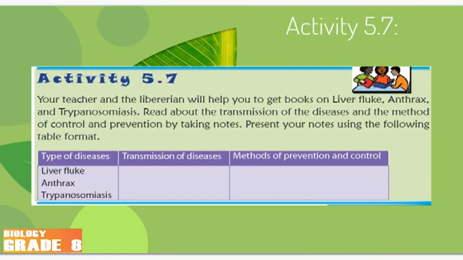And the final activity for Chapter 5 is Activity 5.7. The teacher and librarian will help you get books on liver fluke, anthrax, and trypanosomiasis. Read about the transmission of the diseases and the methods of control and prevention, taking some notes. Present your notes using the following table format. In the first column, put the types of diseases. Then write about how they're transmitted, and finally the methods of prevention: how you prevent getting them, and controlling them if you were to get them.